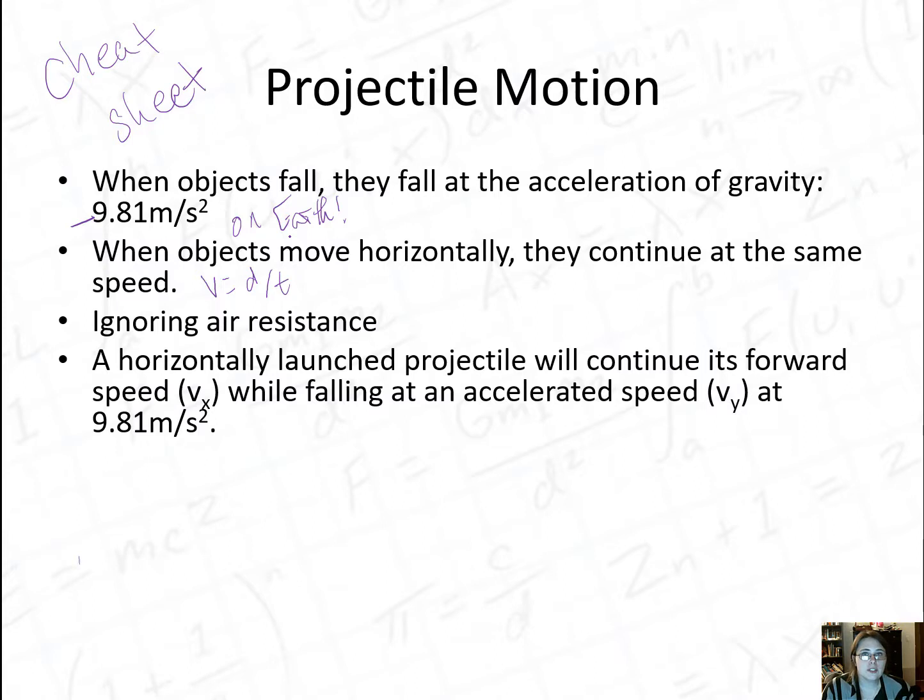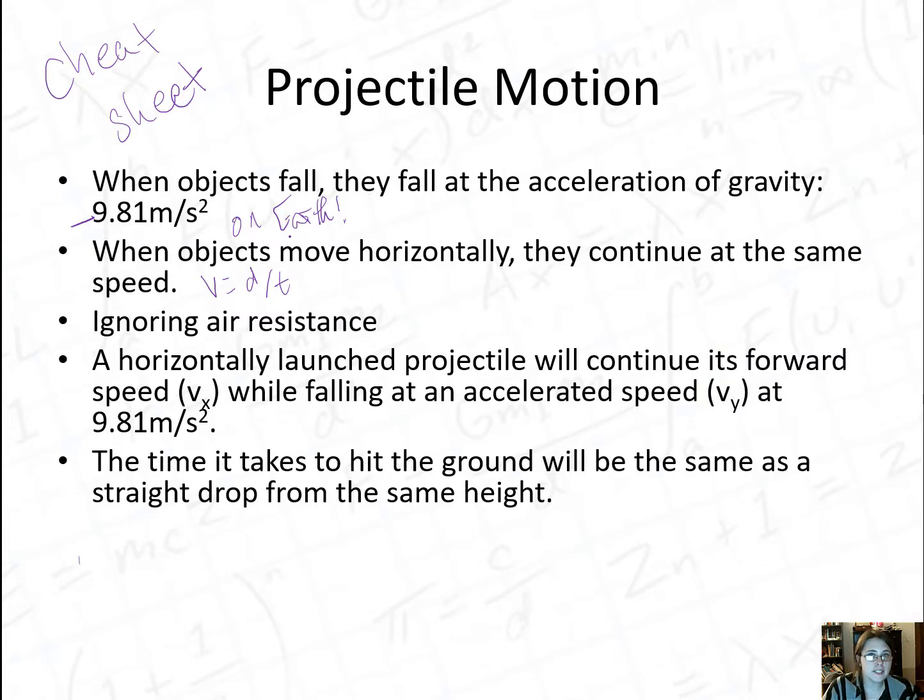So a horizontally launched projectile will continue its speed in the horizontal direction forever, while falling at an accelerated rate of 9.81 meters per second squared down. Now that forever is actually until it hits the ground. The projectile speeds up and speeds up in the y direction, and that makes it fall to the ground because it's being pulled to the ground due to gravity. So the horizontal didn't change, but the vertical did.